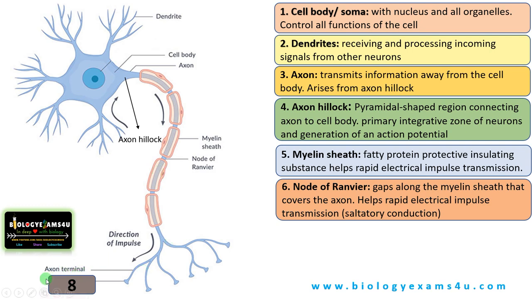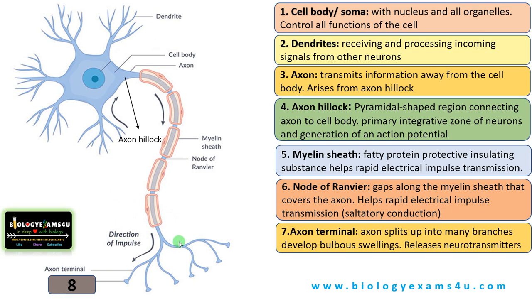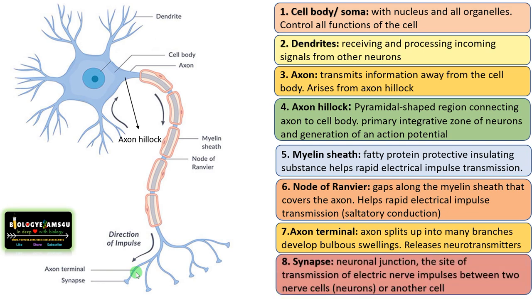The next structure is the axon terminal. Axon terminals, as you see, the axon splits into fine branches and develops bulbous swellings. This terminal is the site where neurotransmitters are released from the vesicles. And finally, the synapse. The synapse is a neuronal junction or the communication junction between neurons. It is a site of transmission of electrical nerve impulses between nerve cells, or between neurons and another cell. We'll be discussing in detail how this synapse works and how these neuron cells communicate.